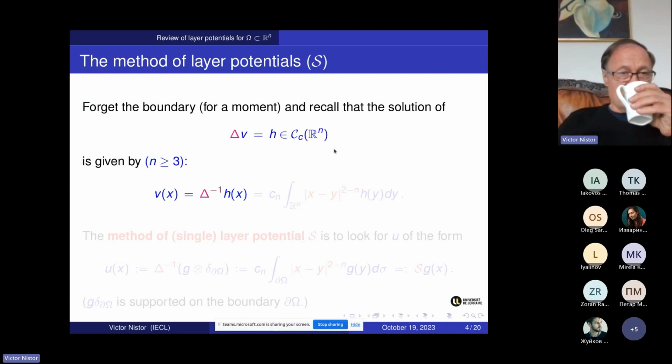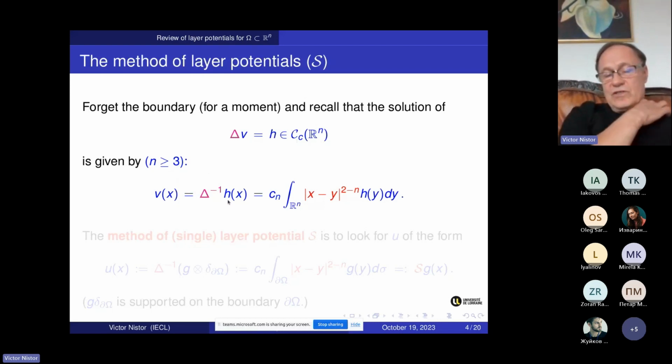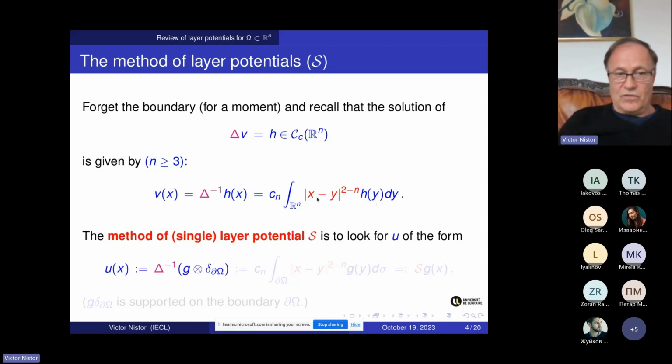So what is this method of layer potentials? So let's forget for a second the boundary and recall that the solution of just Laplace of v is equal to h, a compactly supported continuous function on Rn, is given by an explicit formula that I'm sure everybody knows, which is v of x, the inverse of the Laplacian applied to h, is given by some constant that I will usually forget to mention, times this integral. So this integral is the convolution of h with the fundamental solution of the Laplacian. So it has an explicit formula.